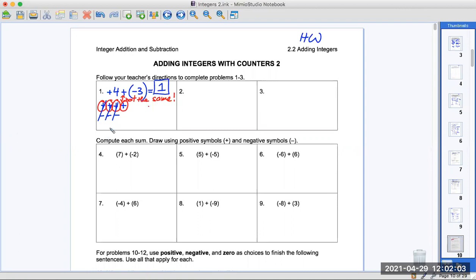Okay, let's try one more. -4. This is another way. +3. Yeah, so the 4 is positive here, now it's negative. The 3 was negative here, now it's positive. 1, 2, 3, 4, +3. These cancel out. And the answer is -1.